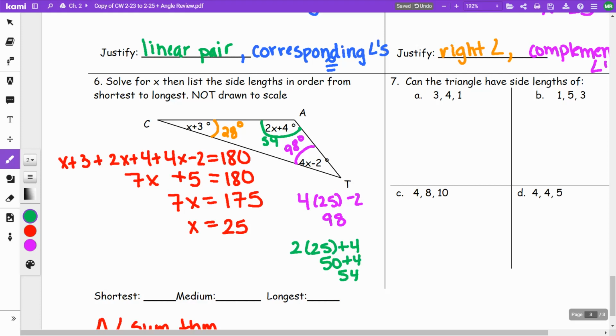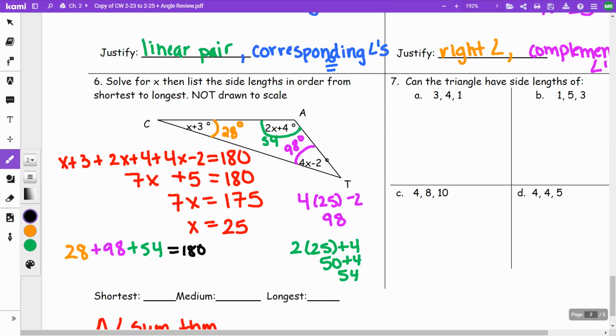Let's just double check it. So if I take 25 plus 98 plus 54, oh, so not 25, sorry, 28. 25 was my x. 28 is my orange there. Okay, so 28 plus 98 plus 54, I do get 180 degrees, so that did work out.